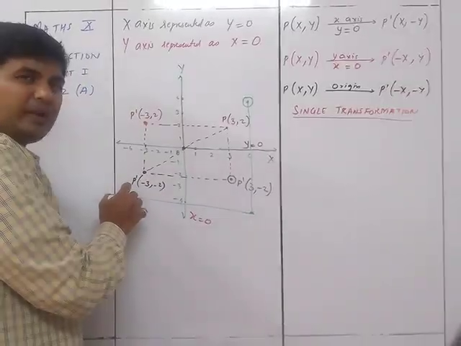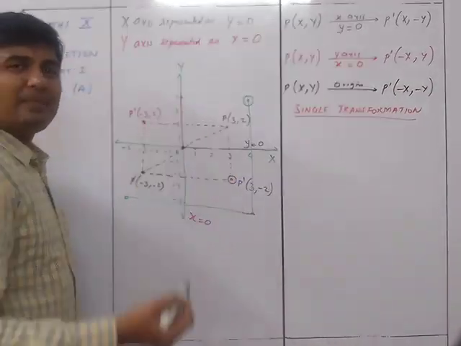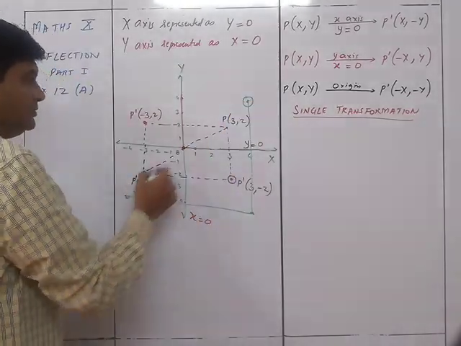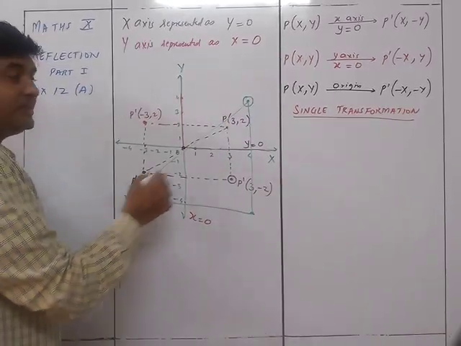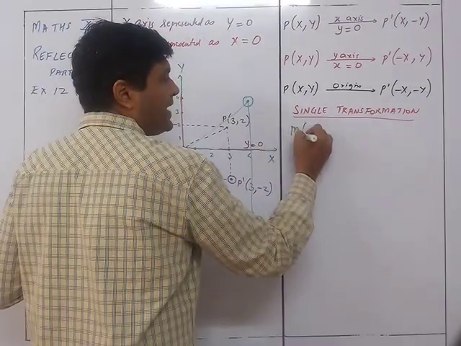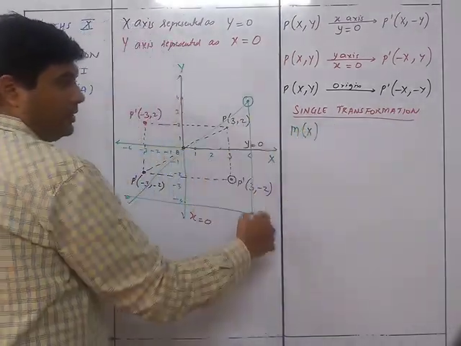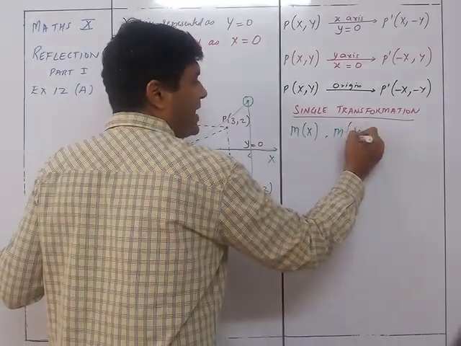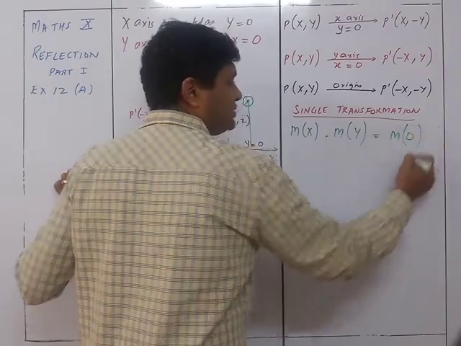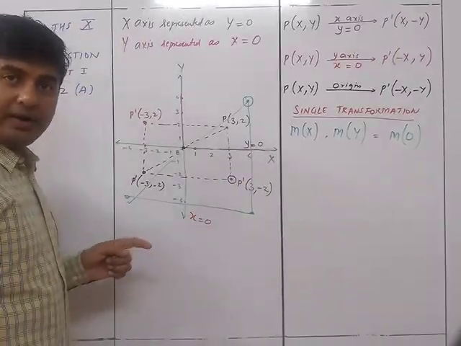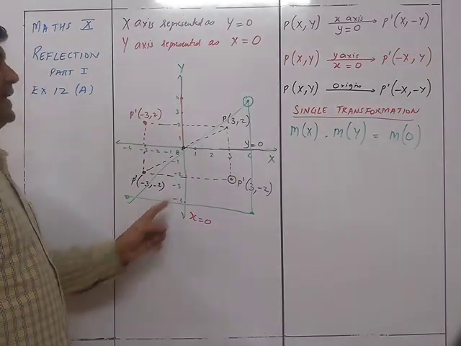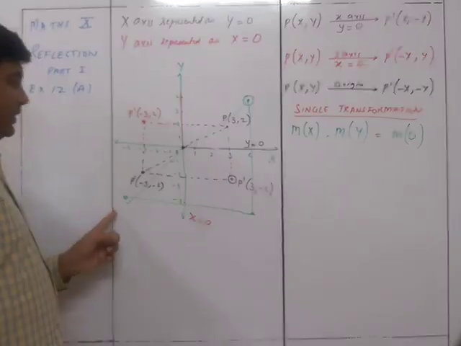And if somebody asks me, why did you take 2 steps? You should have taken a single step, right? So what would have been the single step? Single step would be directly the origin. Right? So this is the formula for single transformation. Reflection by x-axis into reflection by y-axis is equal to reflection by origin. Got it? If I reflect it by the x-axis, then the y-axis, it is actually a single transformation directly to the origin.